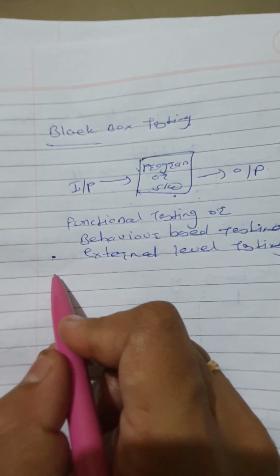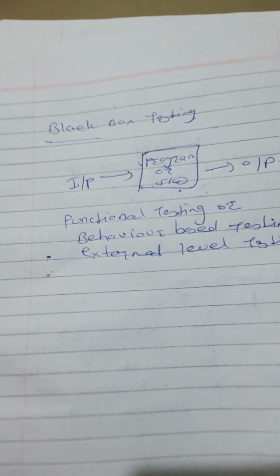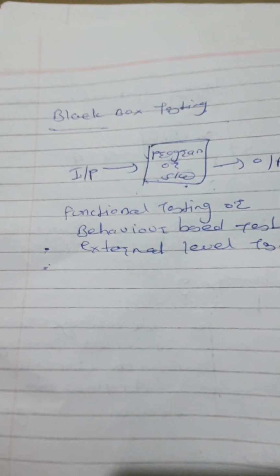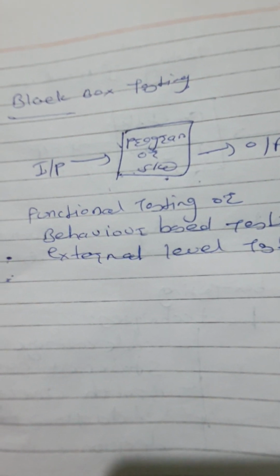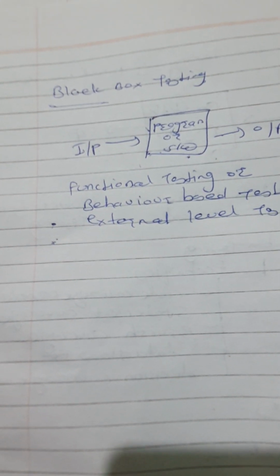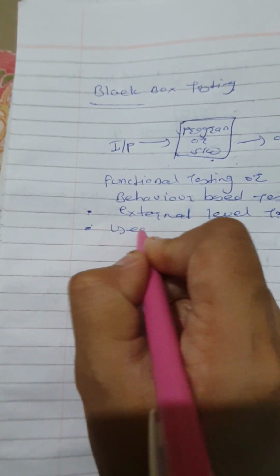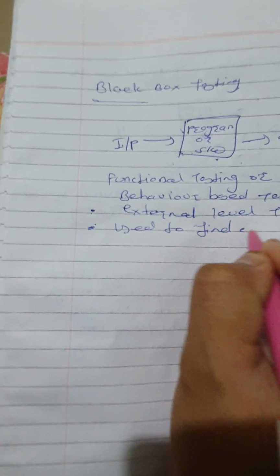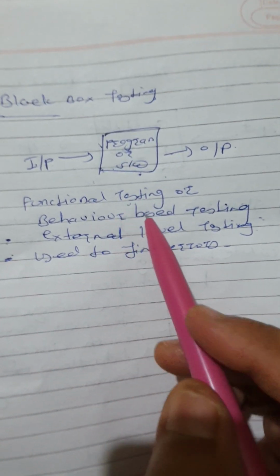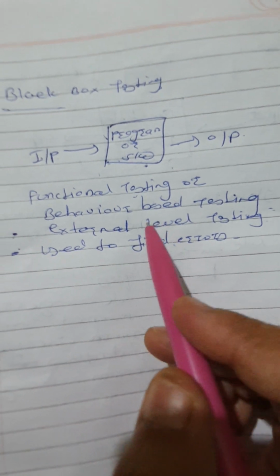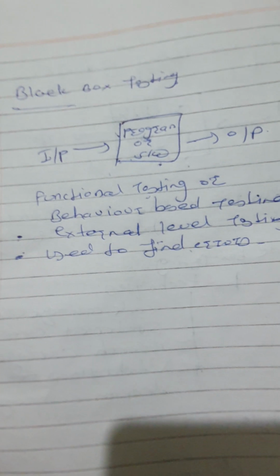And in white box testing you will test the source code implementation. This is the difference between white box and black box. White box means internal level testing and black box means external level testing. In short, both testings are used to find errors, but the difference is that black box testing just checks the GUI of your software, and white box testing checks the internal structure, means source code of your software.